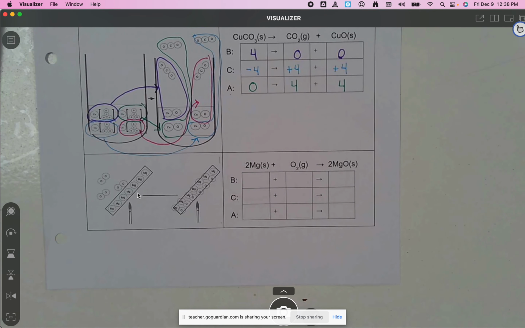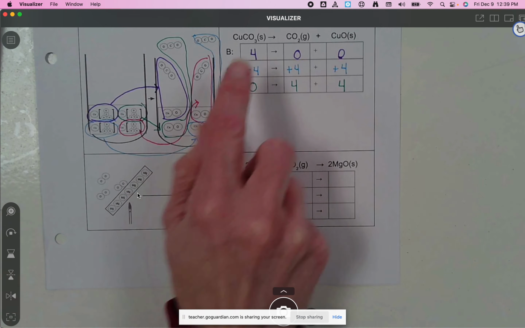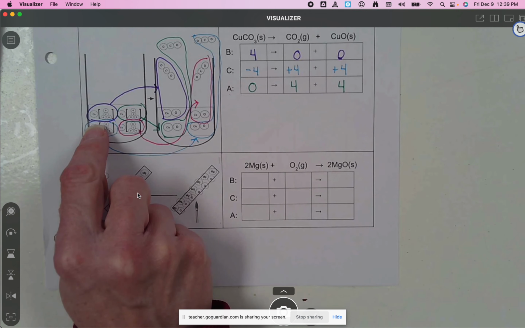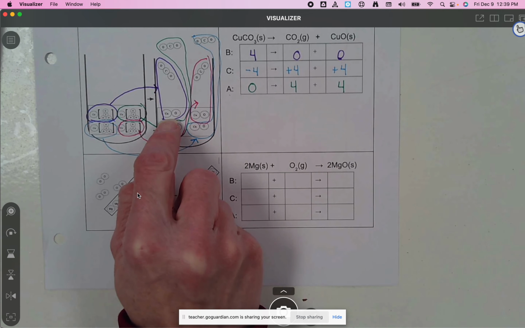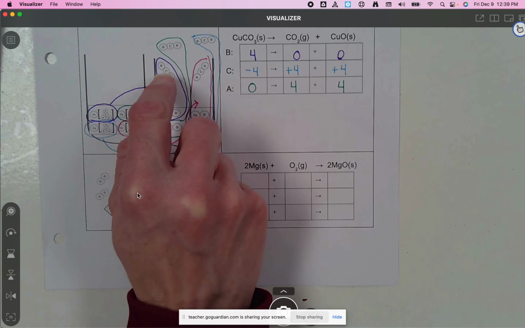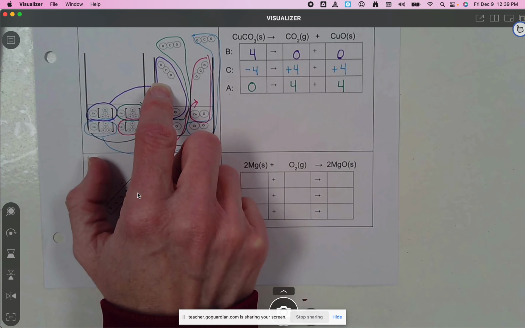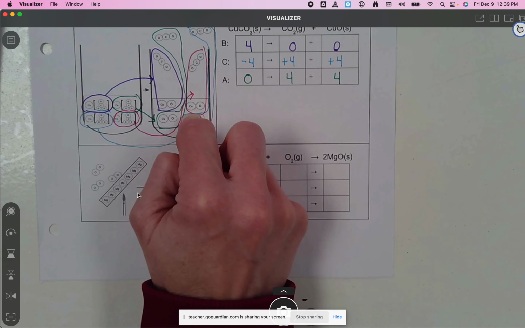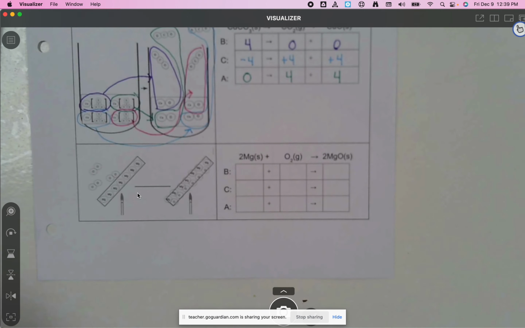So here I did my batches in multicolors because things started to kind of run together here, so I tried to do multicolored batches. According to my recipe, it's a 1 to 1 to 1 ratio. So if I take 1 copper carbonate, that reacts to form 1 copper oxide and 1 carbon dioxide. So there's the purple batch, here's the blue batch, here's the pink batch, here's the green batch.